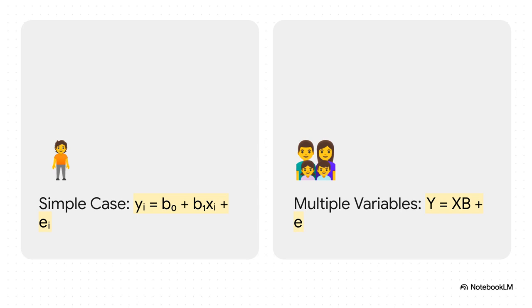That simple equation we started with on the left scales up perfectly into the compact and powerful matrix equation you see on the right. Now, capital Y is just a whole column of our outcomes, capital X is a big grid of all our predictor variables, and capital B is a column of all the coefficients we're trying to find.